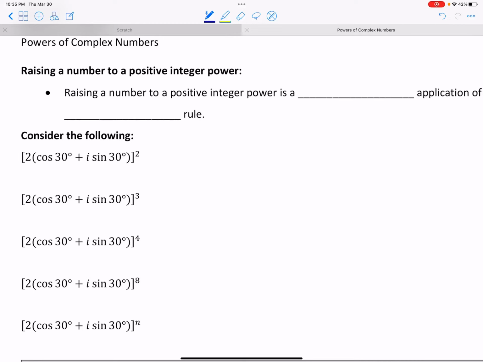Hello and welcome to our lesson on powers of complex numbers. So when we're talking about powers of complex numbers, we are talking about taking a complex number, whether it's in rectangular form or polar form, and raising it to a power.